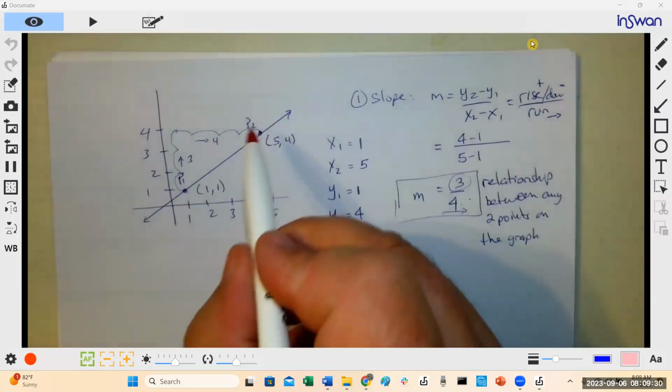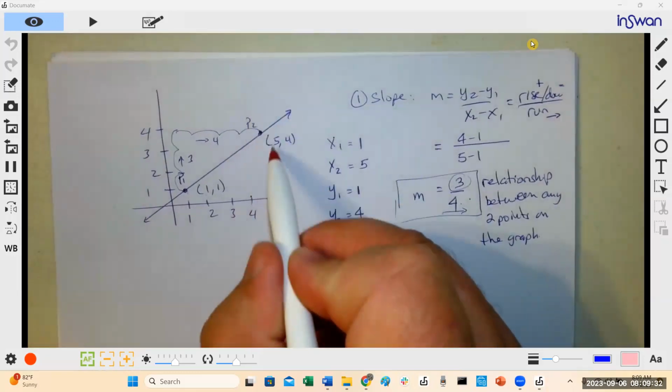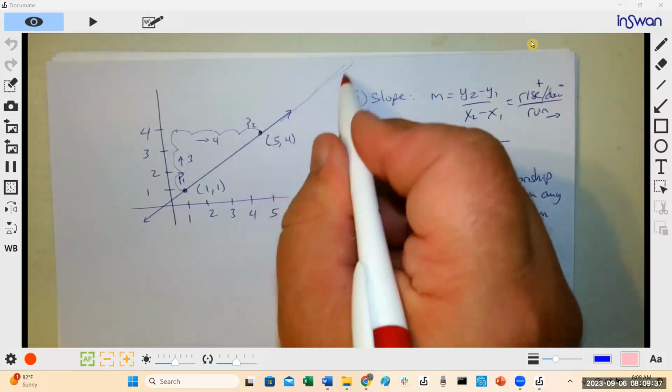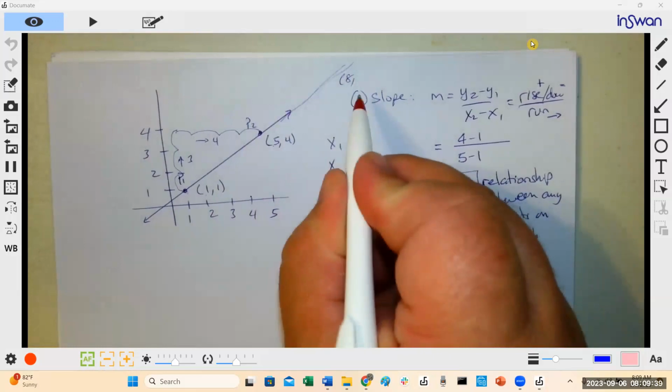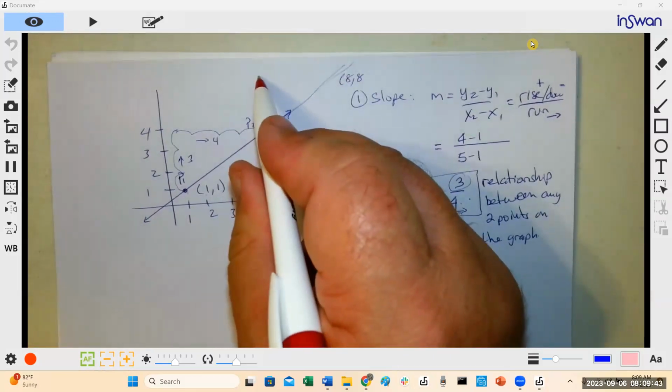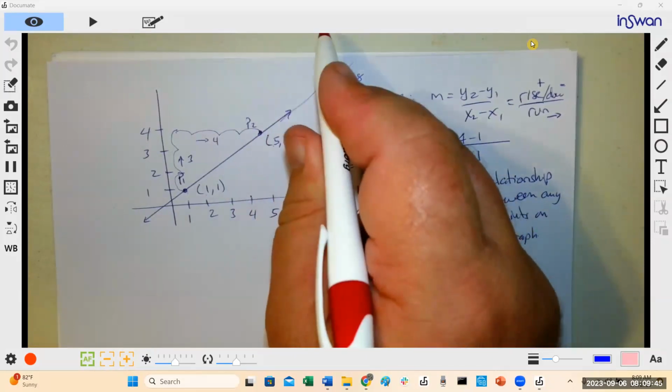So we can find the next point. Up 3, so it's going to be at y equals 8, and over 4, so add 4. So up 3, over 4.